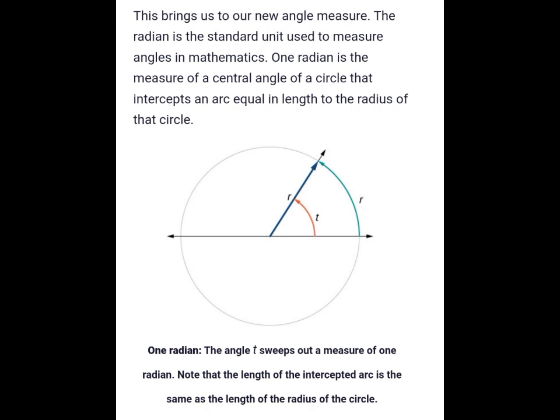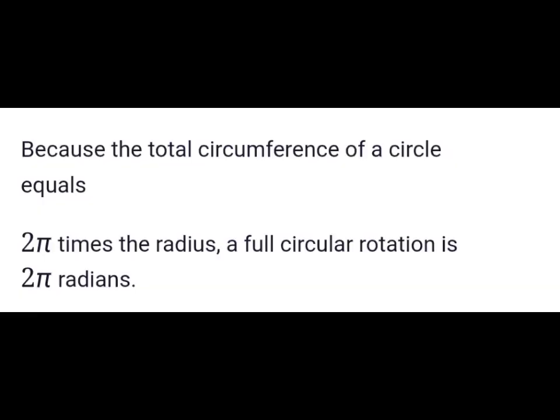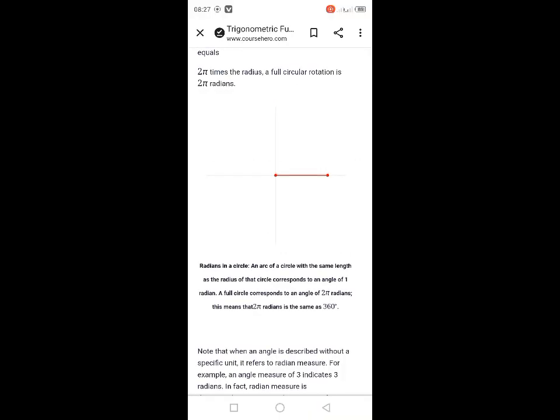This brings us to our new angle measurement. The radian is the standard unit used to measure angles in mathematics. 1 radian is the measure of a central angle of a circle that intercepts an arc equal in length to the radius of that circle. Because the total circumference of a circle equals 2 pi times the radius, a full circular rotation is 2 pi radians.